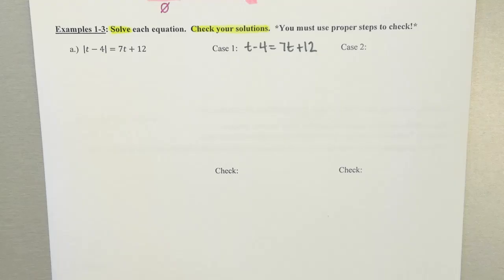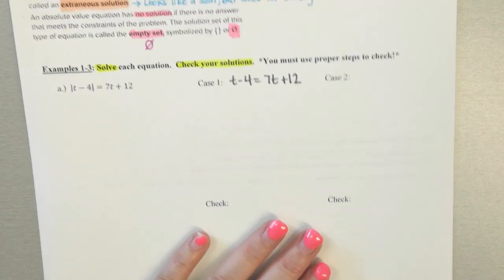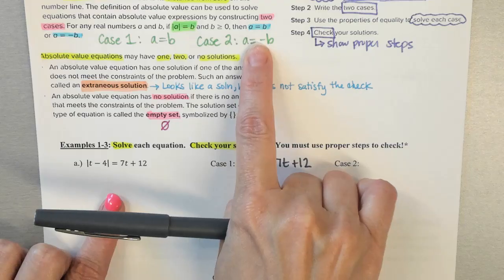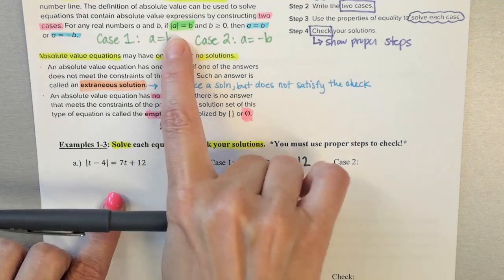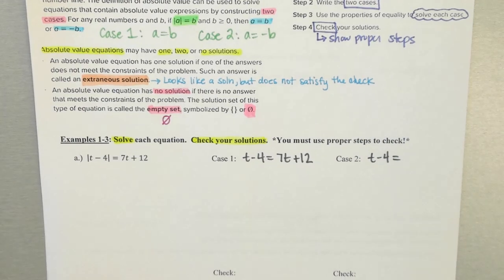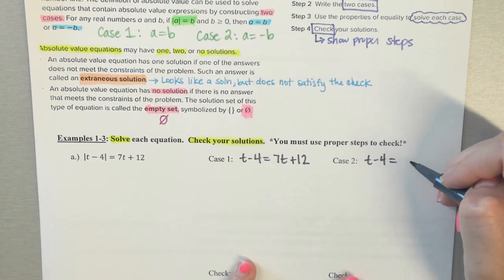And then we're going to set up case 2. And then I'll let you solve them, okay? So for case 2, this says A equals the opposite of B. So that means whatever's inside the absolute value, t minus 4, is going to equal the opposite.